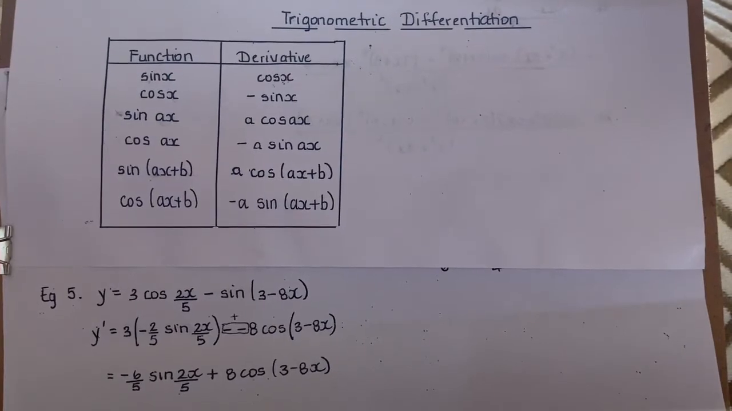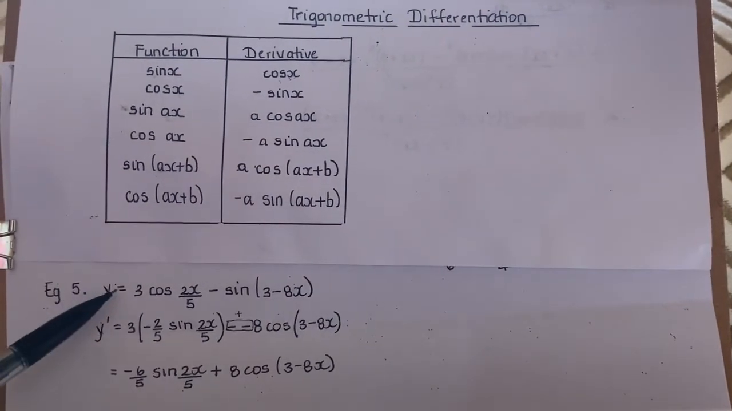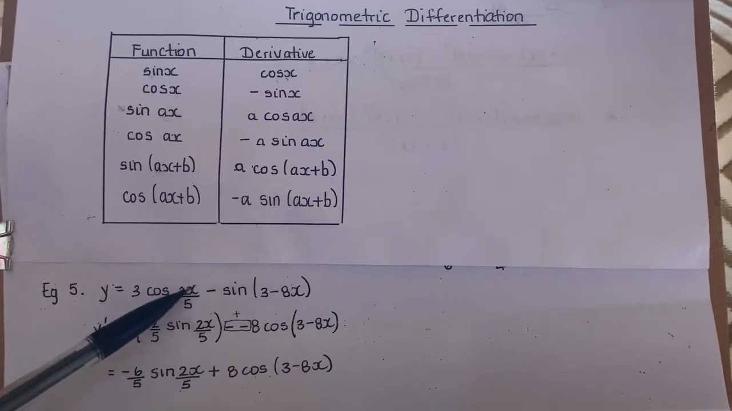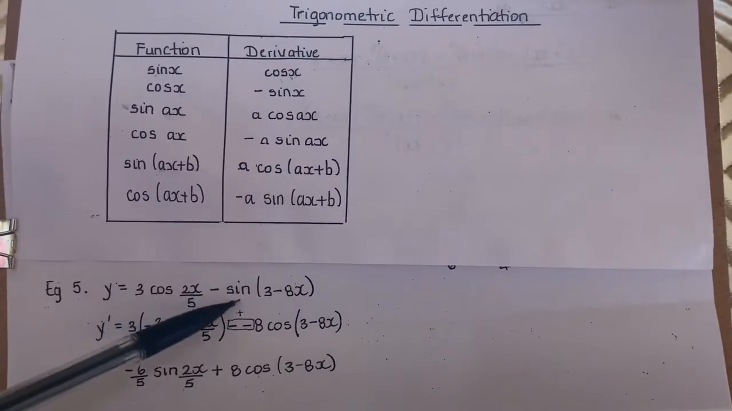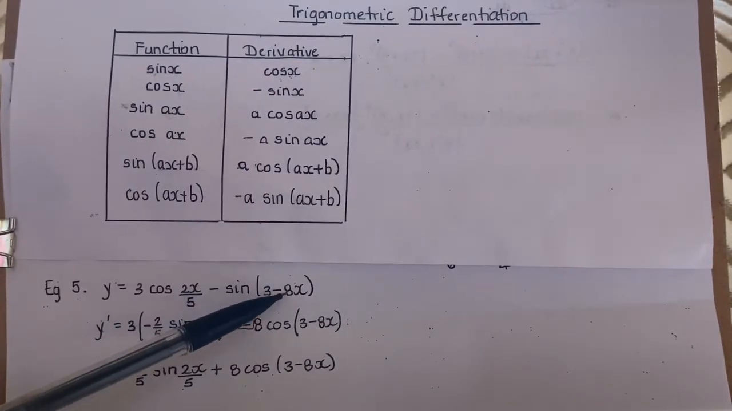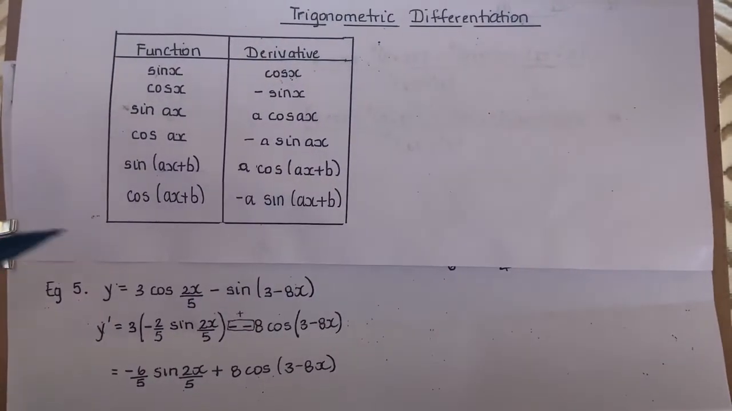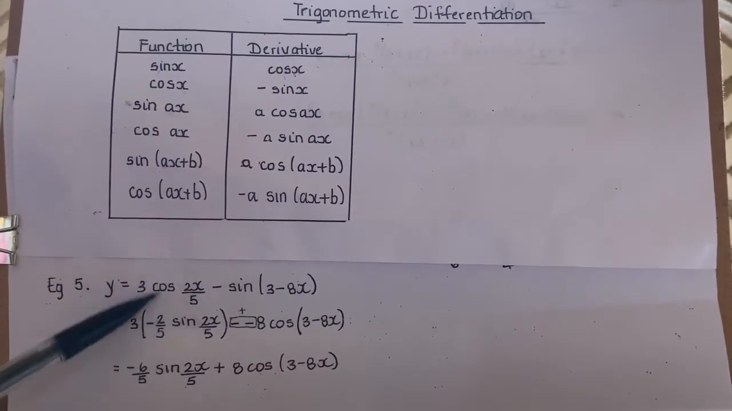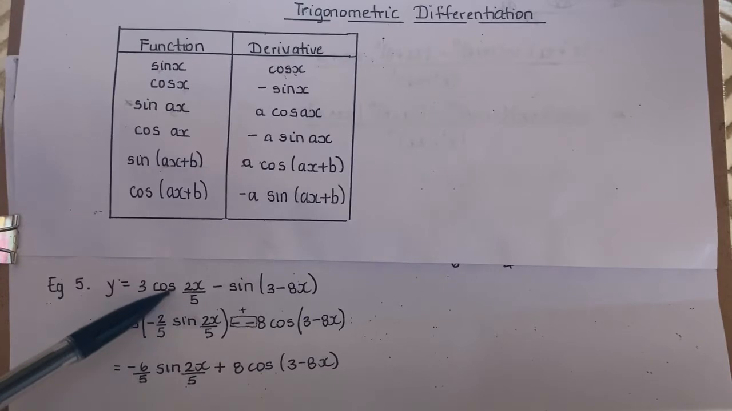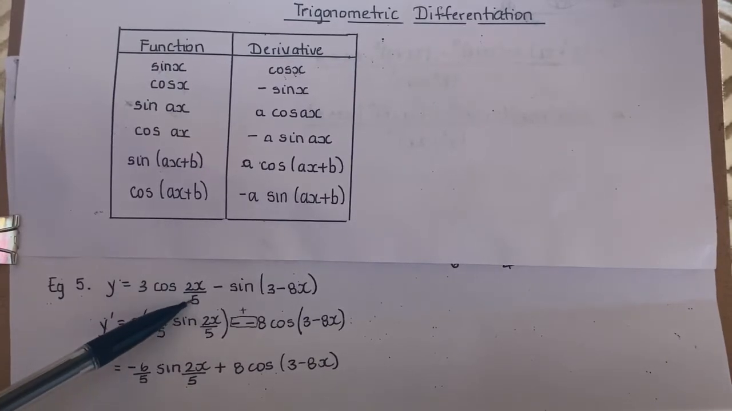For our final example, we have y equals 3 cos 2x over 5 minus sine 3 minus 8x. We first need to identify from this section what a is, what the coefficient is, and it is of course 2 over 5.